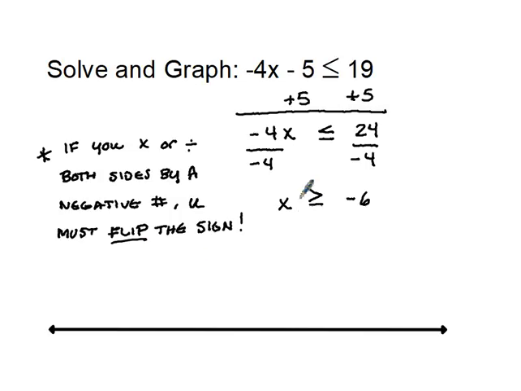Okay? So in an effort to get this x by itself, I had to get rid of this negative 4, so I had to divide to get rid of it. Dividing by a negative causes us to flip our sign. So the last piece to this is just to graph this equation.